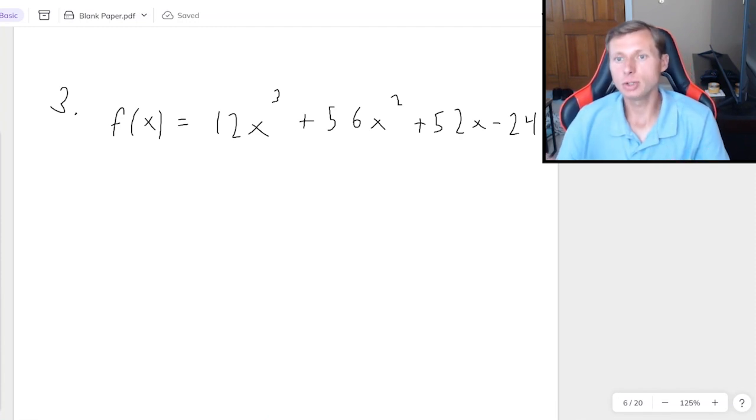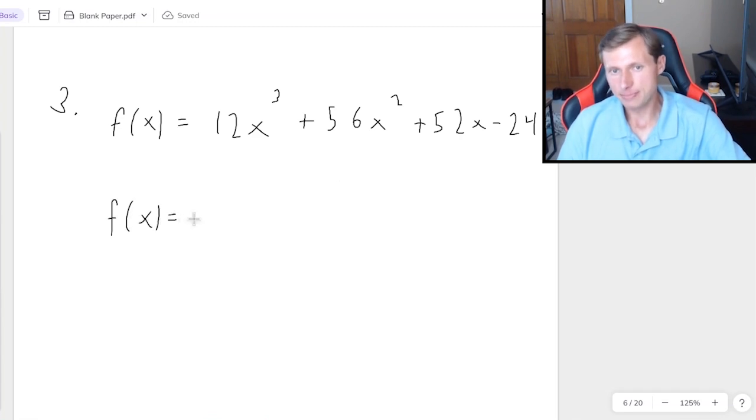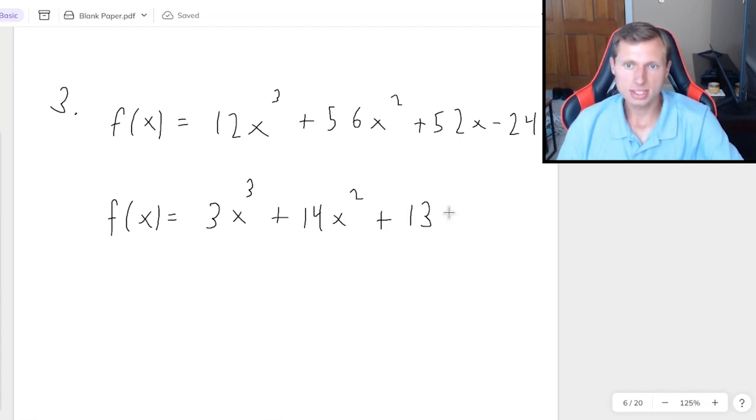But one thing I can do immediately, before I even set it equal to 0: it looks like everything here is divisible by not just 2, but actually everything's divisible by 4. So if I divide everything by 4, which I'm allowed to do, I get 3x cubed plus 14x squared plus 13x minus 6. And this just made the problem a whole lot easier.